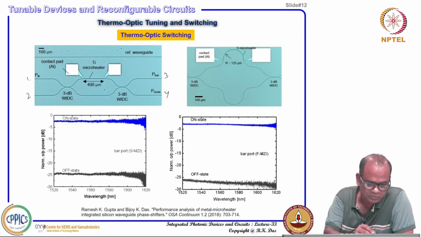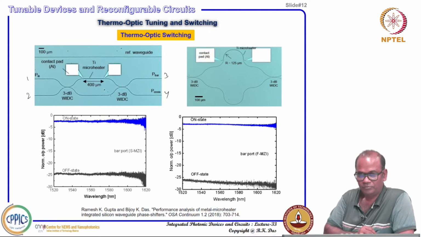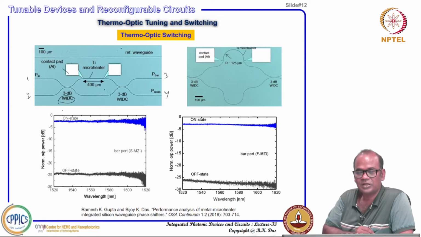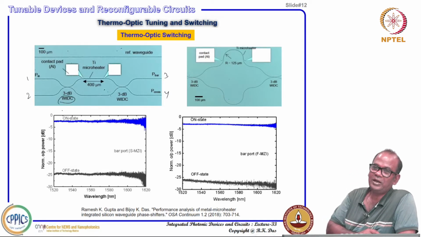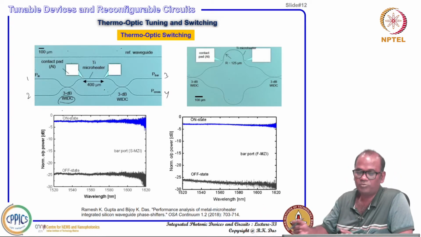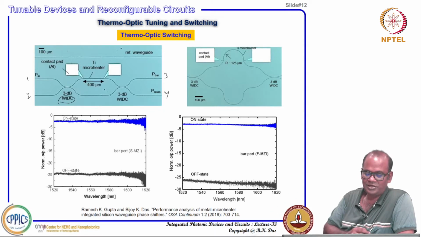If you launch this 2 by 2 Mach-Zehnder interferometer, it is constructed from two 3 dB, 50-50 directional couplers. WIDC means, as we mentioned, a wavelength independent directional coupler. That means it is broadband, operating over more than 100 nanometer, around 1500 to 1600 nanometer in the C communication window. Similarly, there is another 3 dB coupler.